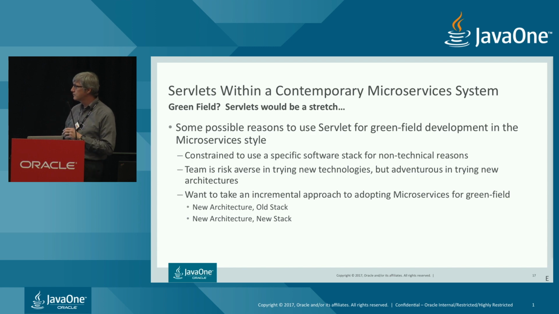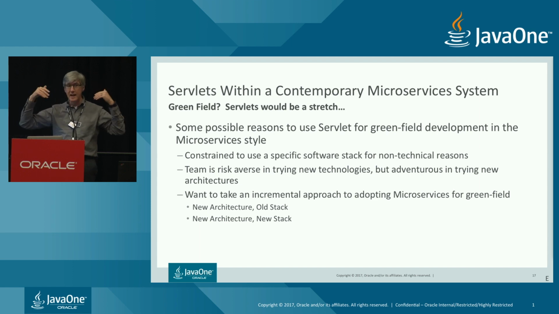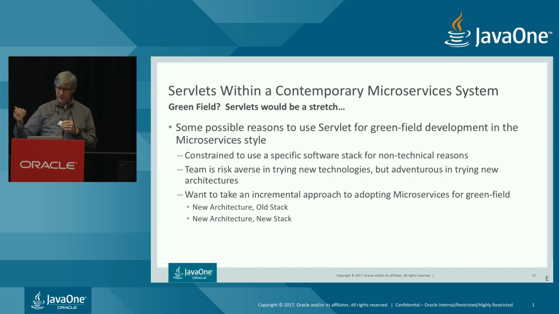That's one reason. It also could be that the team itself is maybe risk averse in trying new technologies but adventurous in trying new architectures. They want to take an incremental approach: let's do the new architecture using the old stack, and once we get the architecture right and understand how to do it, then we can take the architecture and apply it to the new stack. So there are some reasons why you would want to choose servlets for microservices.